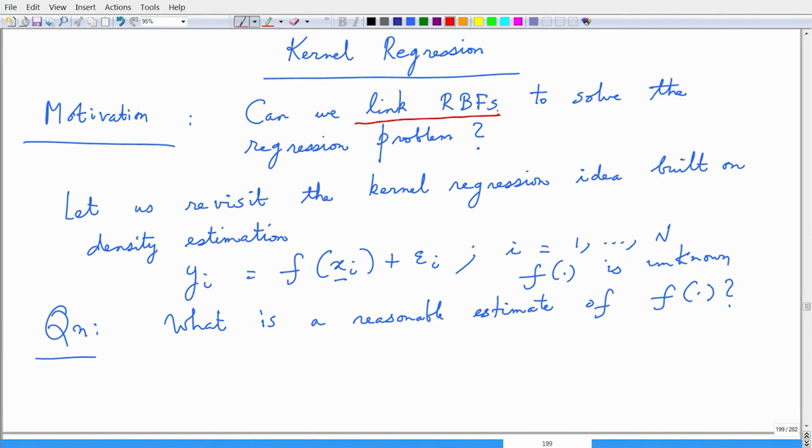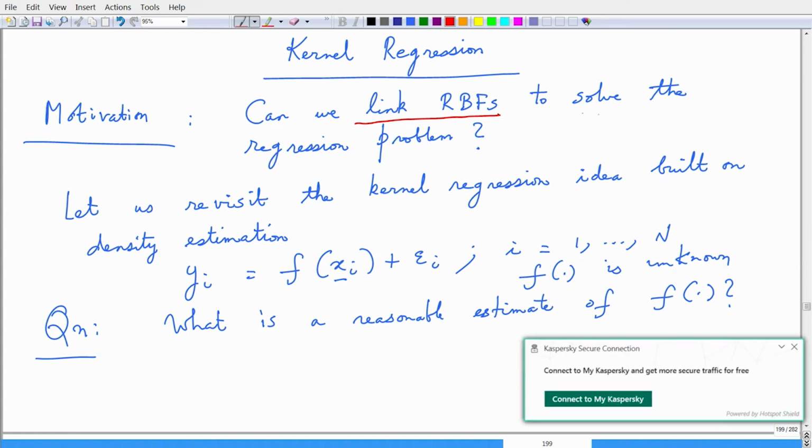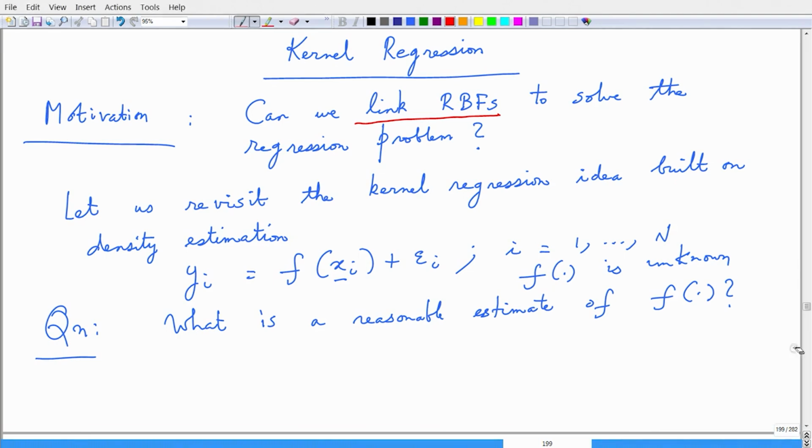So, let us revisit the kernel regression idea that we dealt with a few modules back. y of i, which is the observable, is f of x_i plus epsilon_i, for i equals 1 to capital N, where N is the number of samples. f is the unknown function, epsilon_i is the random noise for sample x_i, and we assume that the noise is statistically independent and identically distributed.